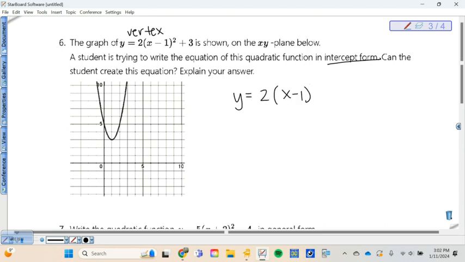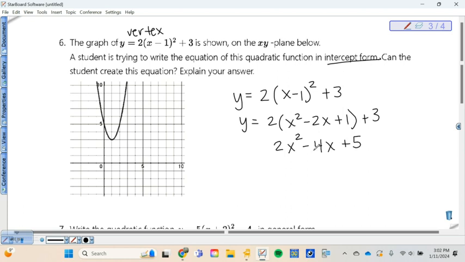So x minus 1 squared plus 3. So we've got x squared minus 2x plus 1. So then it's 2x squared minus 4x plus 2 plus 5. So you can take this and you can factor it, right? Like go backwards from foiling. That's what we're doing to get to factored form.